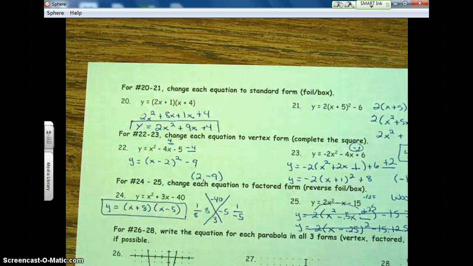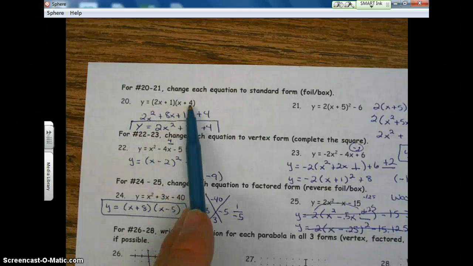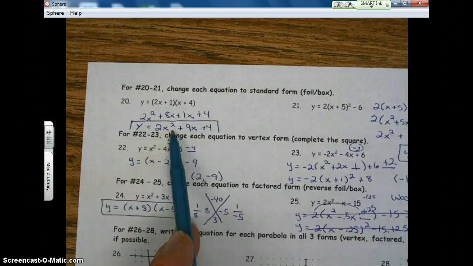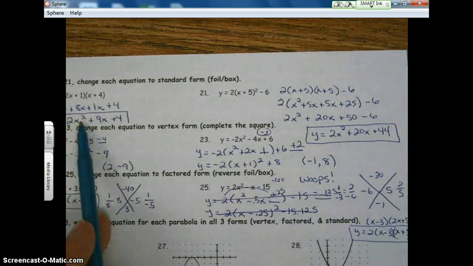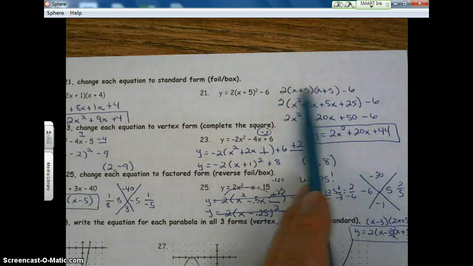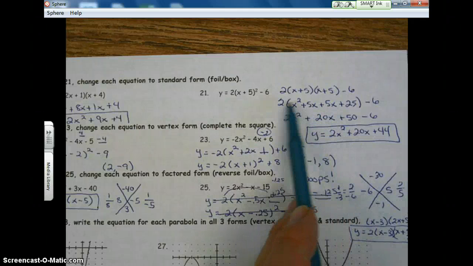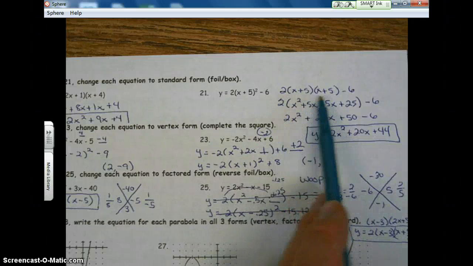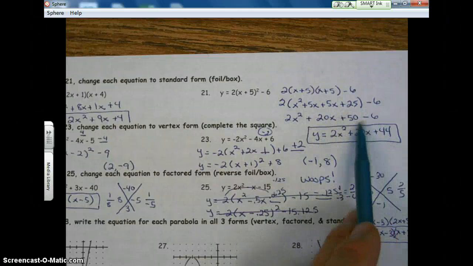Okay, I'm going to have to be done here pretty quick. So on number 20, I foiled it, or you might use the box, and this is your answer. 21, same thing. I decided to foil this first. Got this. 5x and 5x is 10x. And then I distributed the 2 onto each one. And then I subtracted the 6.